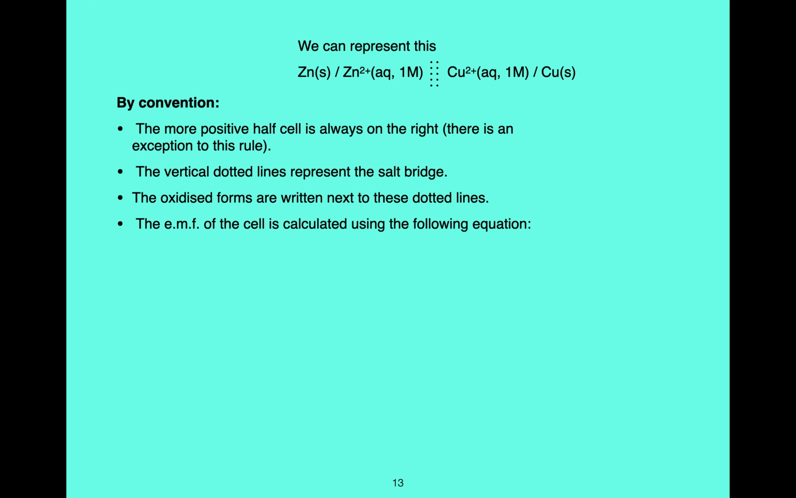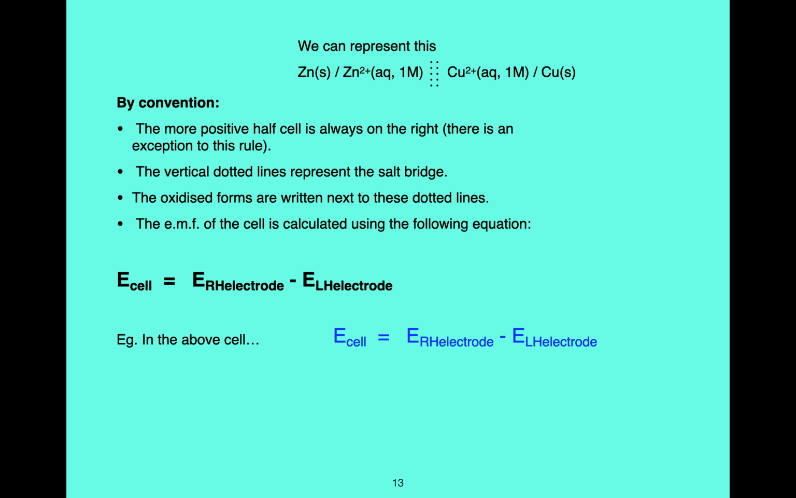The EMF of the cell is calculated using this equation. It's the right-hand electrode's standard electrode potential minus the left-hand electrode's standard electrode potential. So here, that's the calculation. This is the standard electrode potential of copper minus the minus 0.76 of zinc. It gives me 1.1 volts, which is what they found when they investigated the Daniell cell.